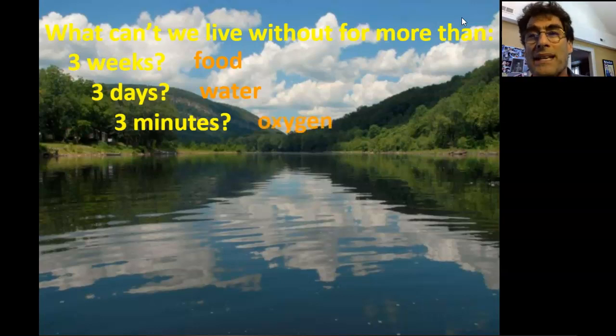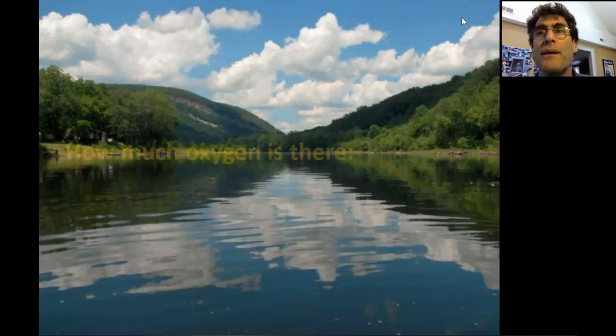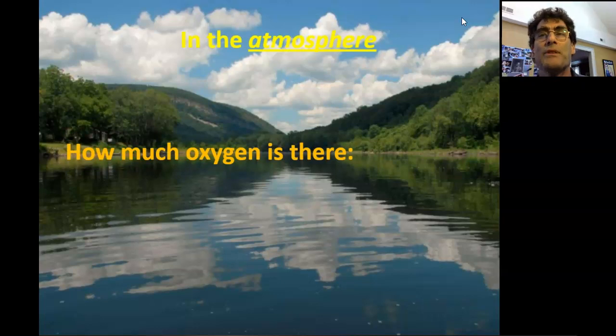Oxygen is incredibly important. So why is oxygen so important to test in aquatic systems? It's going to be the number one thing to test for. And in fact, most of the other tests we do are important because they affect oxygen. So let's think about oxygen. How much oxygen is there in the atmosphere, by percent or by parts? You might know this. It's about 1 in 5, or about 21% oxygen. So there's a lot of oxygen in the air.